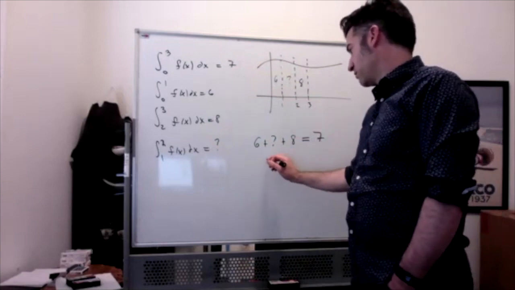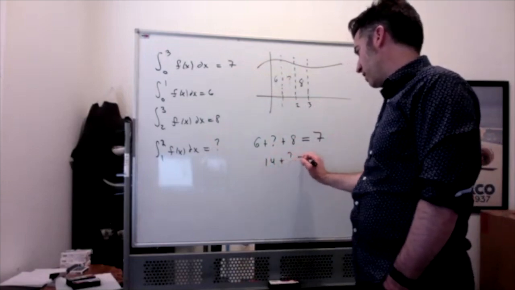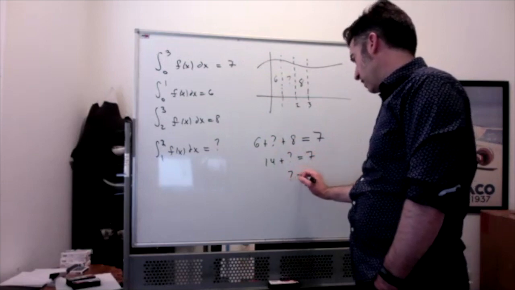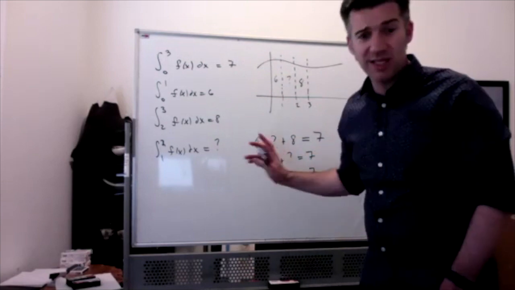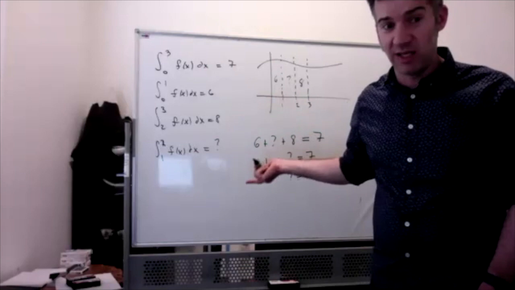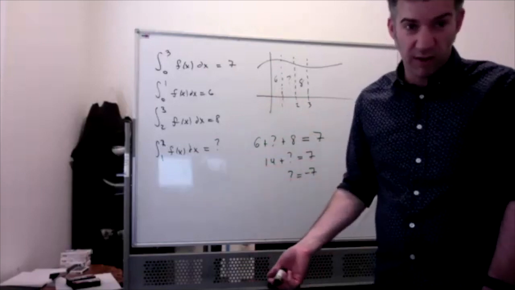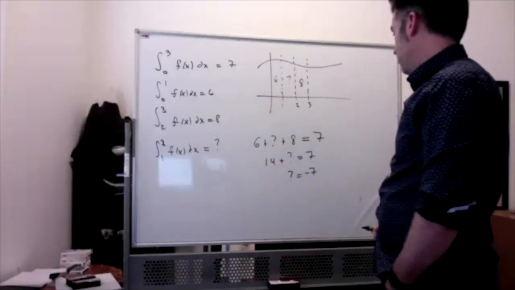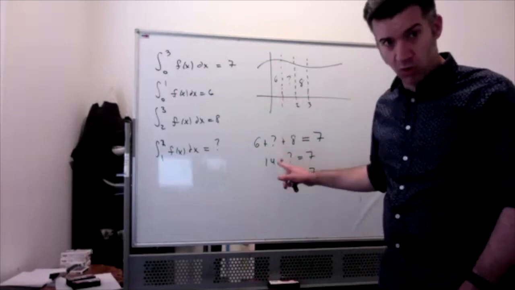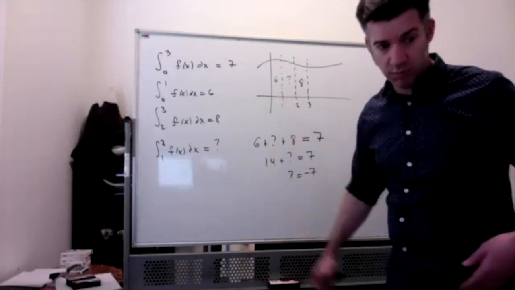So that means 14 plus our unknown value is 7, which means our unknown value is -7. It's okay that it's negative, it just means my picture isn't very representative of what's going on. It's perfectly fine. People cool with this part? Questions about this part?